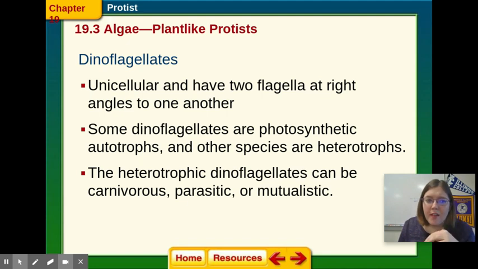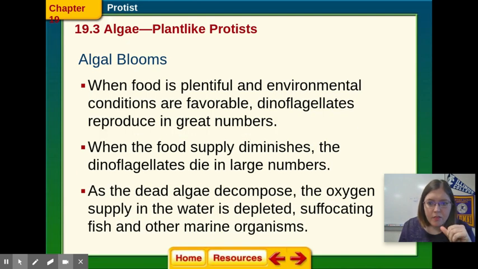Another type is dinoflagellates, right? They're unicellular. They usually have two flagella at right angles to one another. Some are photosynthetic, right? But there are certain species that are heterotrophs. These heterotrophic dinoflagellates are carnivorous, parasitic, or mutualistic, meaning they live in a mutual relationship with another organism. So kind of both benefit, right?